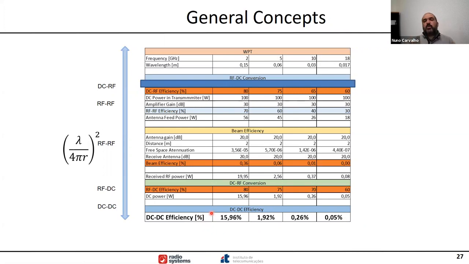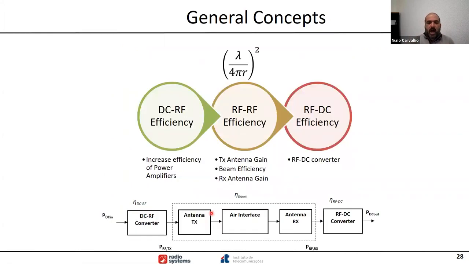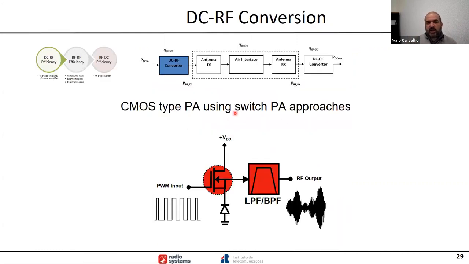And this is something that we have to think about: how can I improve the efficiency of each one of these components? How should I improve the DC to RF efficiency, the RF to RF efficiency, and the RF to DC efficiency? Let me start briefly, and I will not spend more time here because I will talk mainly about RF to DC converters, but how can we increase the DC to RF efficiency?